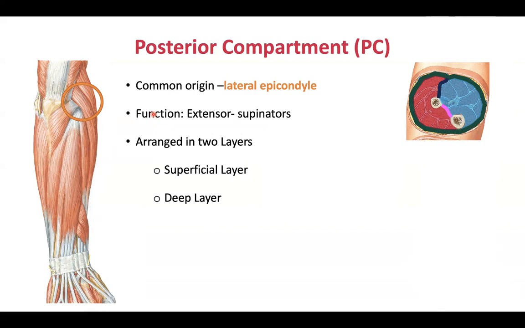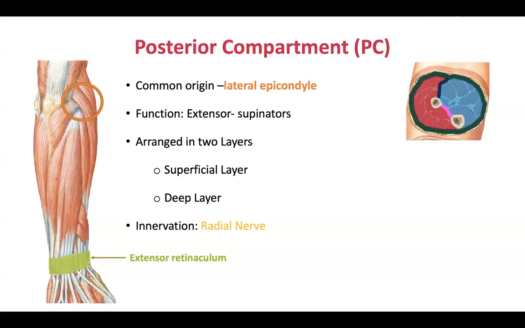And the muscles are arranged in two layers, superficial layer and deep layer. And all of them are innervated by the radial nerve. Generally, in the free upper limb, all extensor muscles are innervated by the radial nerve. So in other words, the radial nerve is known as the nerve of extensors. It supplies all extensor muscles in the free upper limb.